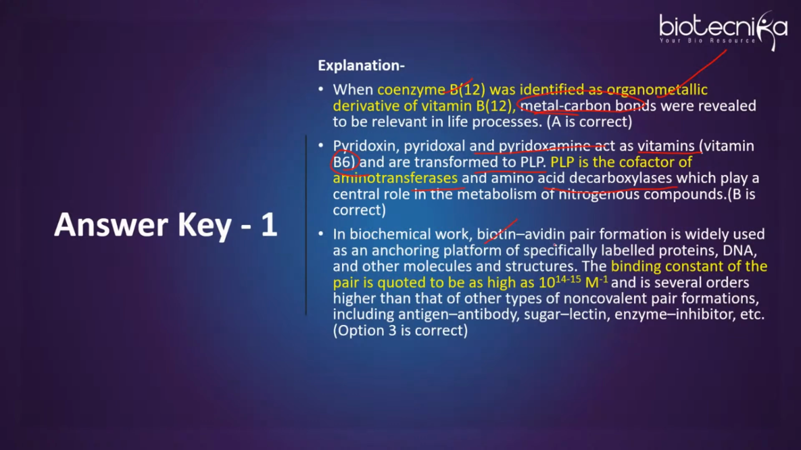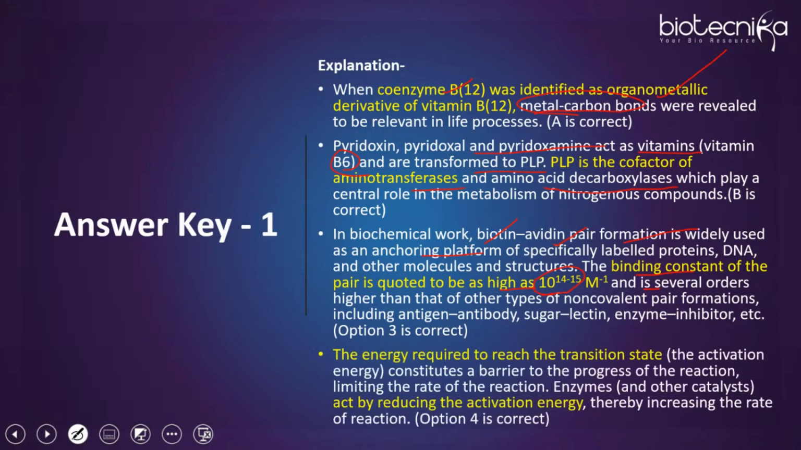In biochemical work, the biotin-avidin pair is widely used as an anchoring platform, and their binding constants are very high, as much as 10 to the power 14 to 10 to the power 15, which is extremely high affinity. It is several orders higher than other types of non-covalent pairs like antigen-antibody, sugar-lectin, enzyme-inhibitor, all that. Heparin interaction comes a little closer, but still avidin-biotin has the maximum binding affinity. And as I already mentioned, enzymes lower the energy required to reach the transition state.